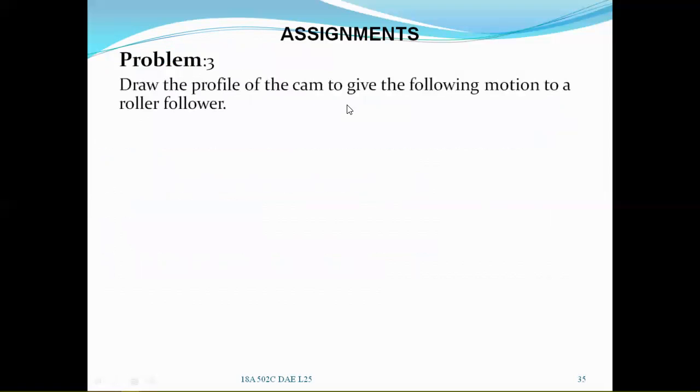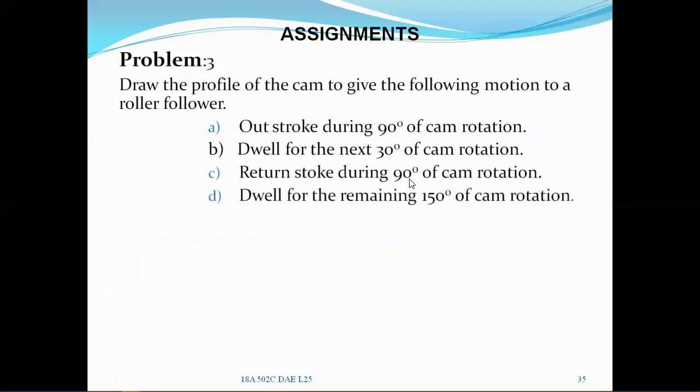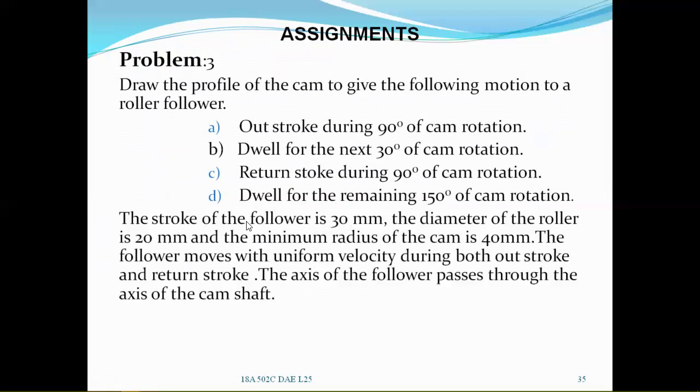Next, third problem: draw the profile of a cam to give the following motion to a roller follower. Outstroke 90 degrees, dwell for the next 30 degrees, return stroke 90 degrees, and dwell for the remaining 150 degrees of cam rotation. The stroke of the follower is 30 mm, diameter of the roller is 20 mm, minimum radius of the cam is 40 mm, and the follower moves with uniform velocity during both outstroke and return stroke. The axis of the follower passes through the axis of the camshaft. It is also a simple problem. Draw the uniform velocity displacement diagram and cam profile.